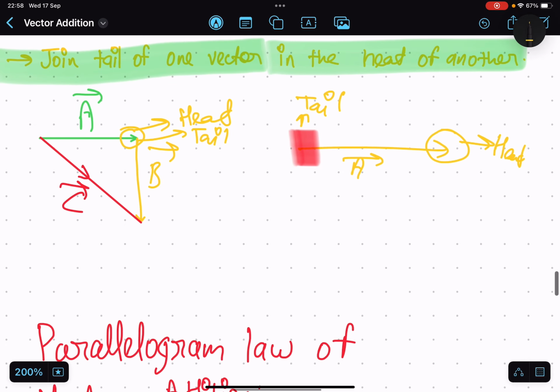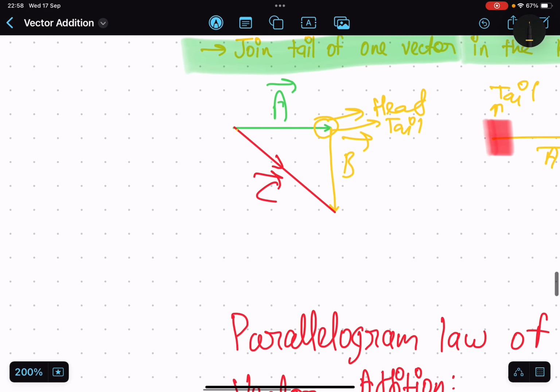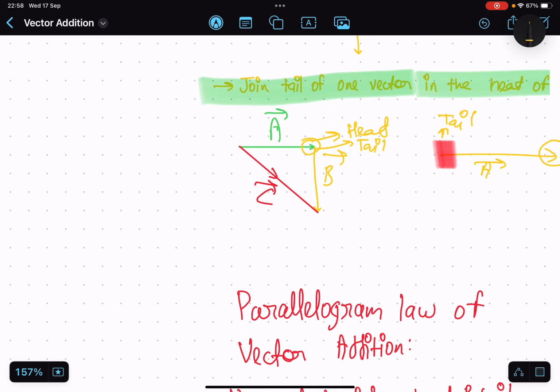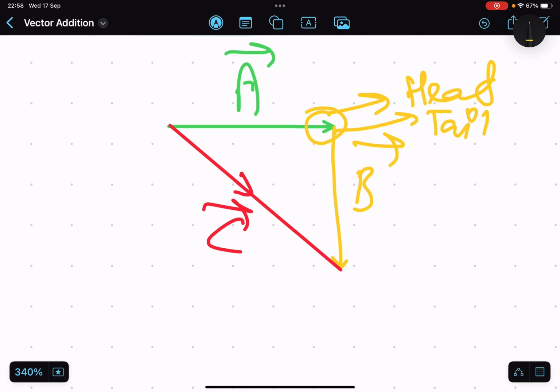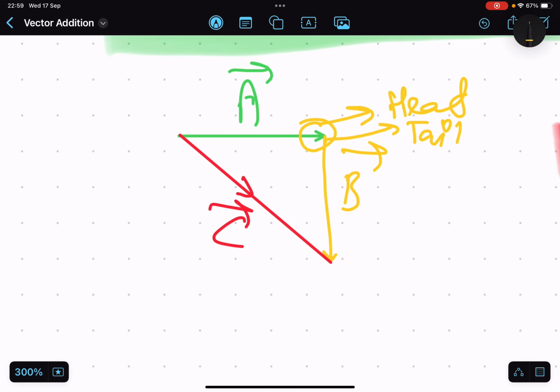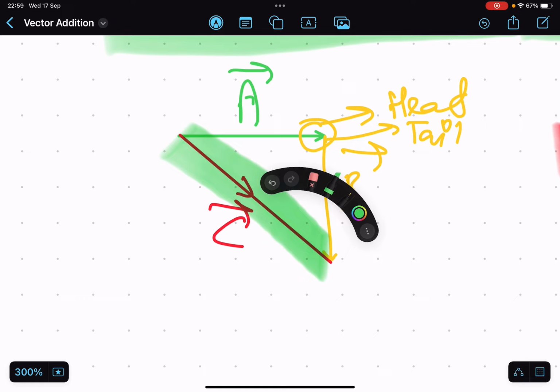But one thing to notice is the resultant vector, which is vector C, is in the opposite direction. So how is it in the opposite direction? First we follow this, then this, which makes sense, right? It's clockwise. And then this should have been this, right? But it's in the opposite direction, so it goes anti-clockwise. This is the triangle law of vector addition.